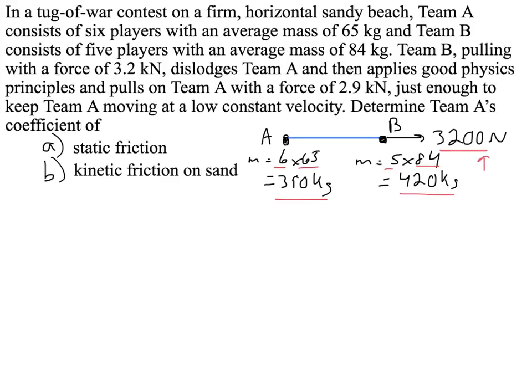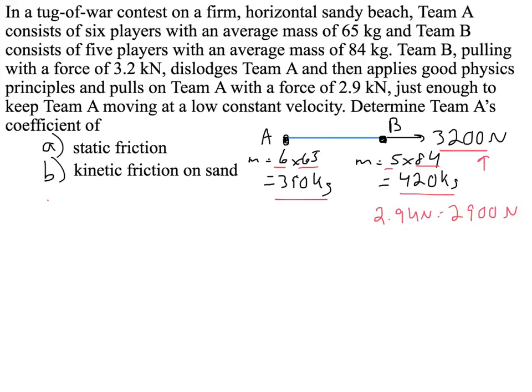Team B dislodges Team A and then applies good physics principles and pulls on Team A with a force of 2.9 kilonewtons. I'll write that here, 2.9 kilonewtons equals 2,900 newtons. Just enough to keep Team A moving at a low constant velocity, meaning the force applied is going to equal the force of friction. Determine Team A's coefficient of static friction.